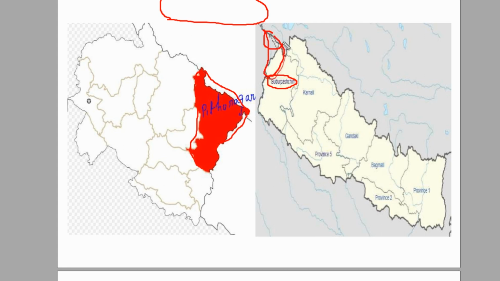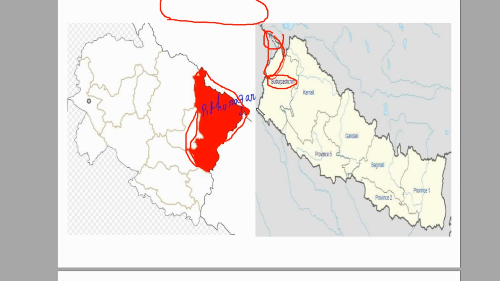So this area, can you see that? This area is only expanded in this map. According to India, Pithoragarh. According to Nepal, Darchula. According to India, Uttarakhand. According to Nepal, Sudur Paschim. So this is the conflict. Now who is administering this area? India is administering, and has been for a very long time.